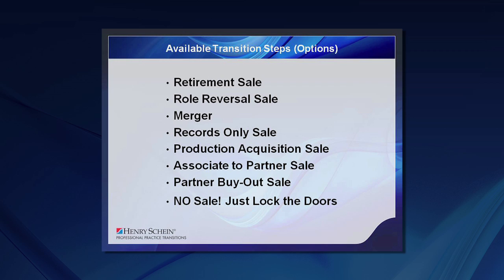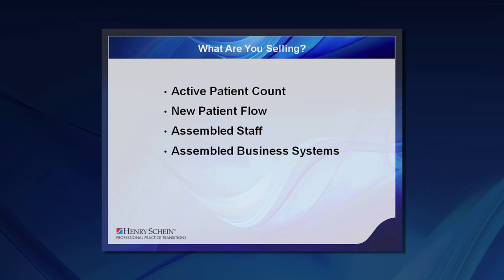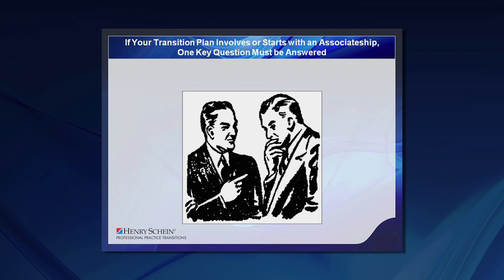The most valuable assets to be sold with the dental practice are the active patients, new patient flow, the assembled staff, the existing business systems, and the location. The dental equipment is the least valuable part of the sale, representing typically only 10 to 20% of the sale price. If the transition plan involves or starts with an associateship, before the process is started to locate that associate, a careful analysis of the practice must be conducted to make certain the practice can support two dentists during the interim period prior to ownership transfer.